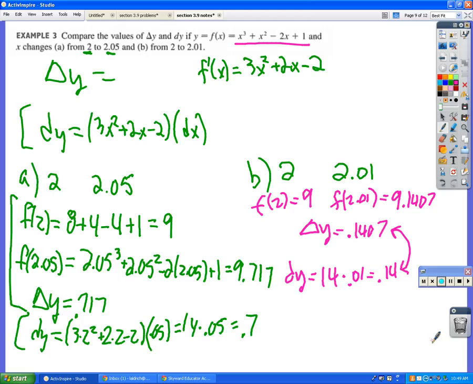Okay, so differentials are a little faster and easier than calculating the actual change in y. But it only works if you are looking at two values that are very close to each other. If you wanted to figure out the change between 2 and 5, for example, this is going to be a bad deal. You're going to have a bad time.